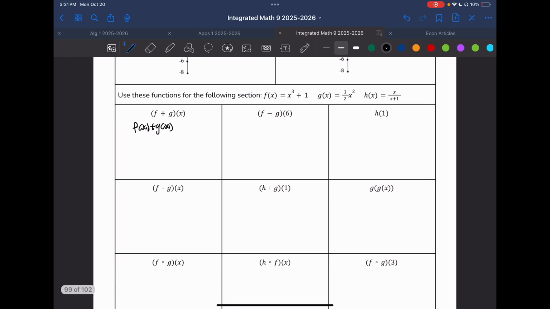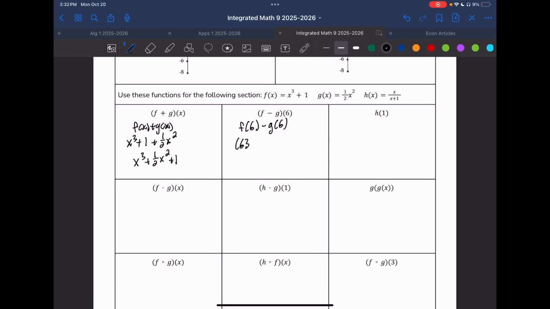So that would be x cubed plus 1 plus 1/2 x squared. And all you can really do there is write it in more standard notation, where we have decreasing powers. So I just write x cubed plus 1/2 x squared plus 1. And now here we have f minus g of 6, which we can think of as f of 6 minus g of 6.